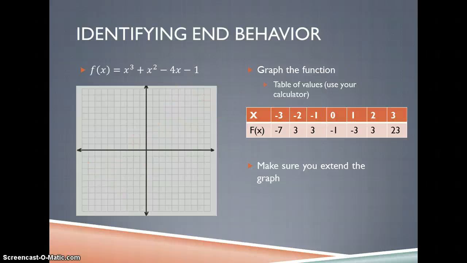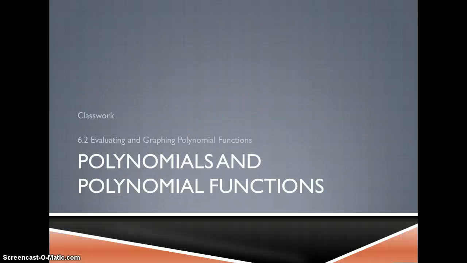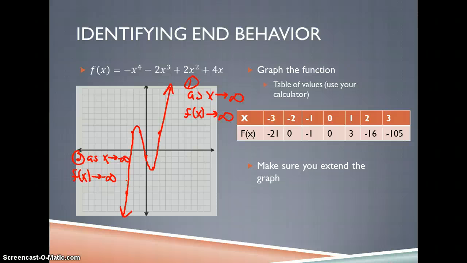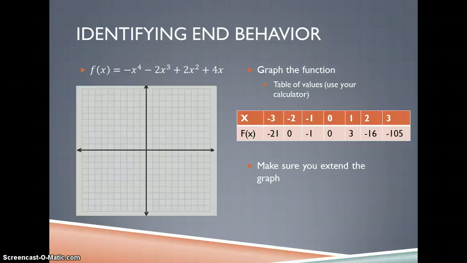I think I have one more example for you. One more example and then a little summary. So if we look at this next one, f of x is equal to negative x to the fourth minus 2x cubed plus 2x squared plus 4x. We have our table of values. I gave that to you. So we can plot those points. Negative 2, 0. Negative 1, negative 1. 0, 0. 1, 3. 2, negative 16.